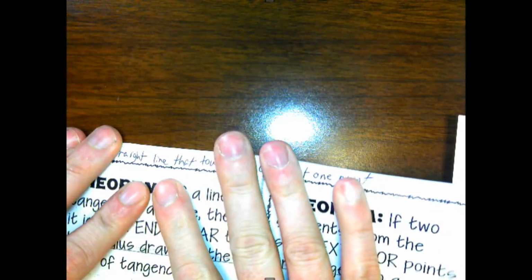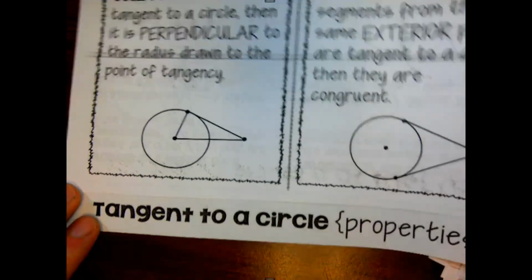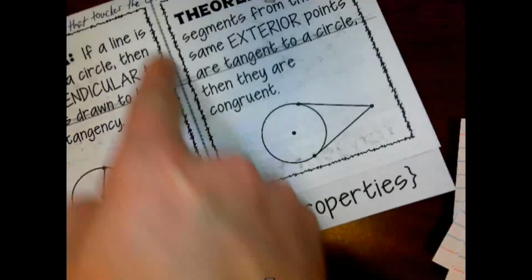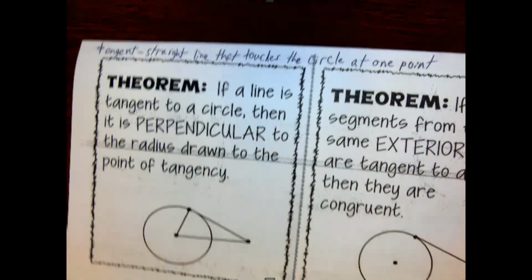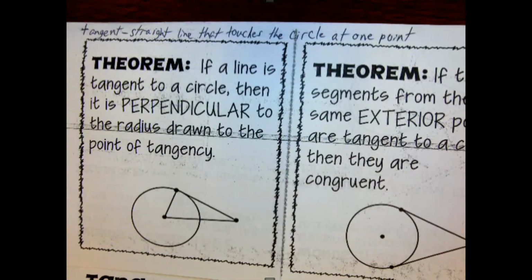Now, let's fold this over. You should be able to fold it so that it doesn't quite cover the title at the bottom. And if you would like to, you can also cut these flaps. Now, our first theorem: if a line is tangent to a circle, then it is perpendicular to the radius drawn to the point of tangency.